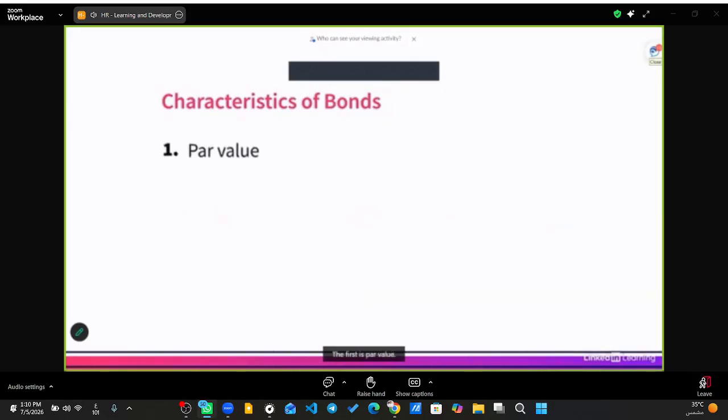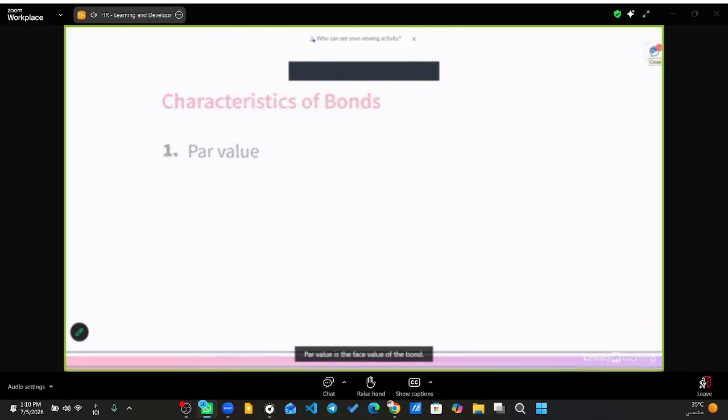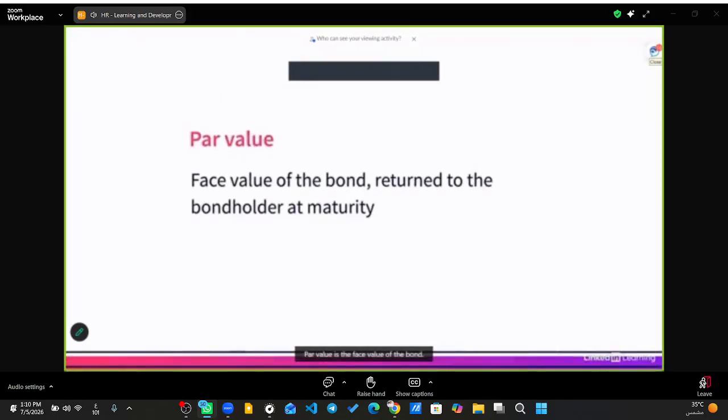The first is par value. Par value is the face value of the bond. It's what's returned to bondholders at maturity. In general, corporate bonds are issued at denominations of $1,000 in par value, meaning you could invest $1,000, $2,000, $5,000, $10,000, $20,000 in the bond.